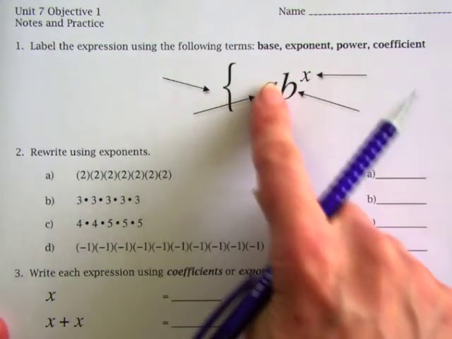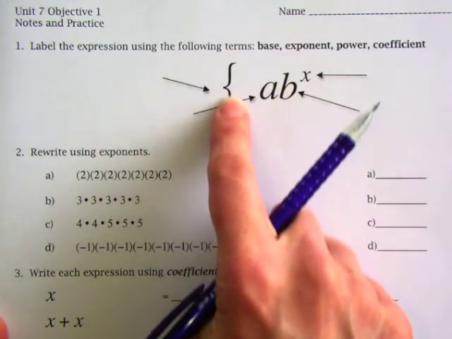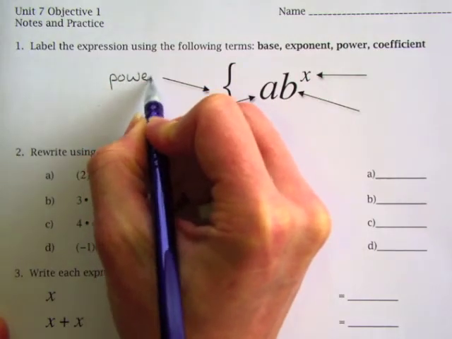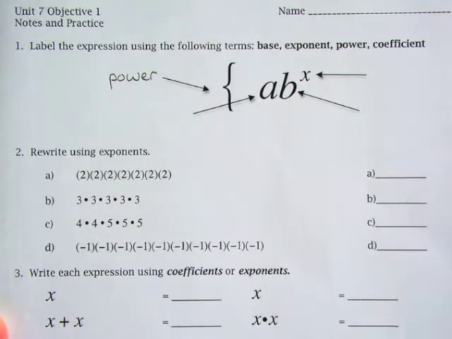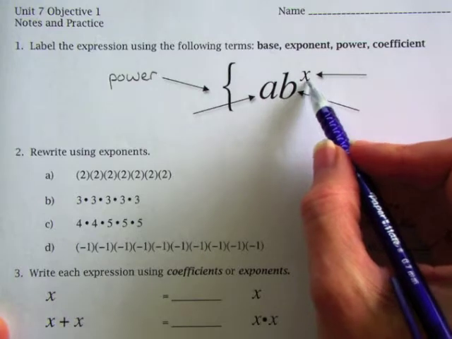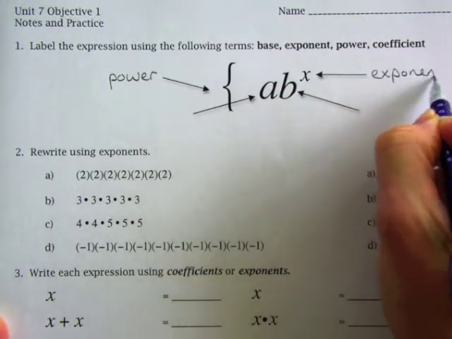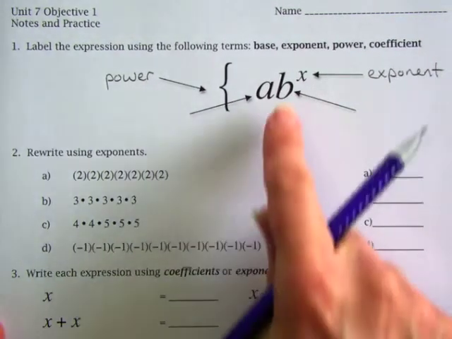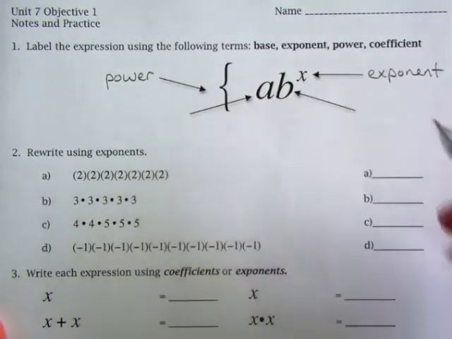So a general power is this whole set of values. So here we have a little bracket indicating the whole thing. That's called the power. Okay, the power is everything, that A and that B and the X all together. This X here, written up high, is the exponent. The number that has the exponent applied to it is the B, and that B is called the base.